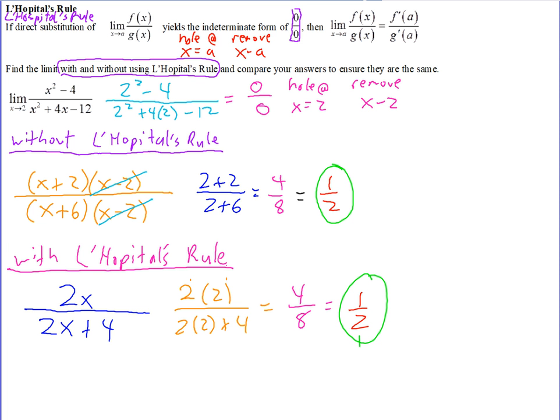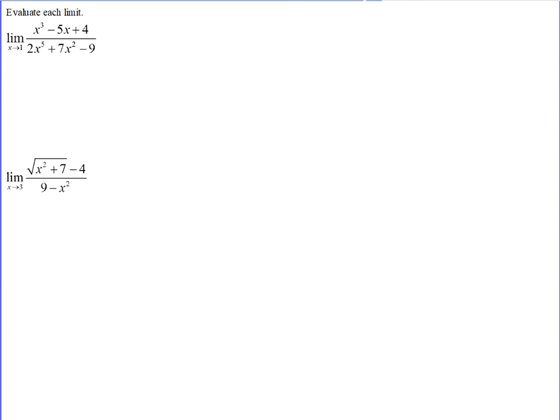All right, now let's take a look at some that are a little bit different here. So let's start by substituting in 1 for x. So we'll have 1 cubed minus 5 times 1 plus 4 in the numerator over 2 times 1 to the 5th plus 7 times 1 squared minus 9. So 1 cubed is 1 plus the 4 gives you 5 minus 5, so that's 0.